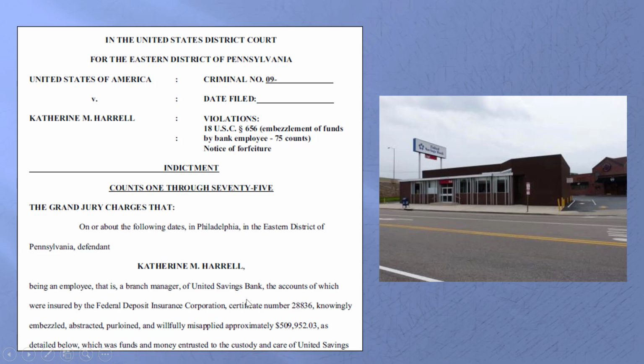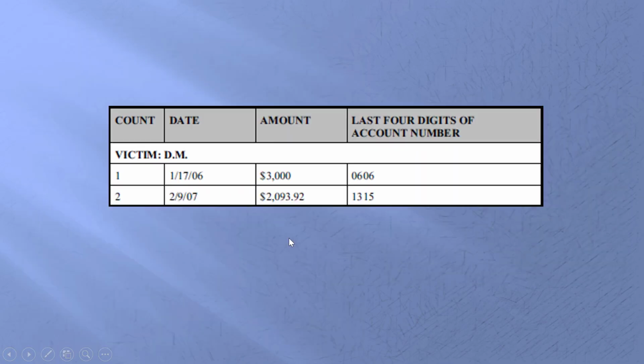Catherine stole $509,952. And you would think that in order to steal $509,952, you have to be savvy, you have to know accounting, you have to be on your game, you have to be clever, you have to be technologically advanced. No. All she did, she worked at this little bank over here, she went into customers' accounts and she withdrew money and she kept the money.